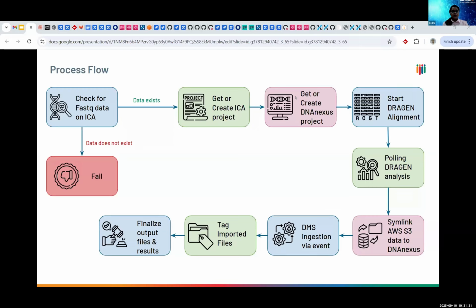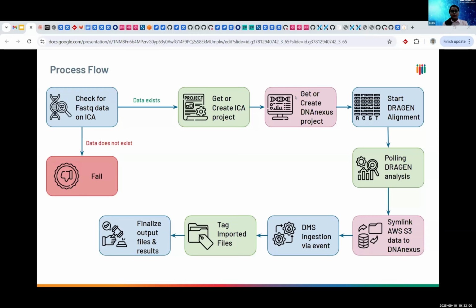But in case we have found the FASTQ data, we move on to the next step, which is creating projects in ICA and DNAnexus. This ensures that we have a place to run the alignment, that is the ICA project, and a place to store the results, that is the DNAnexus project. If these projects are already available, we skip creating them. But if they are not, we have made it such that they are created automatically.